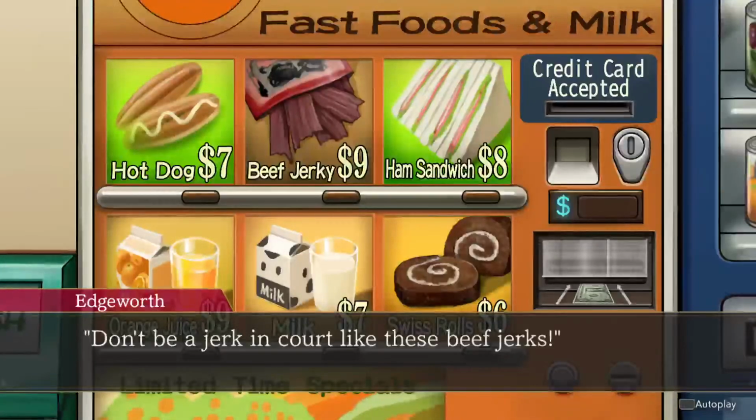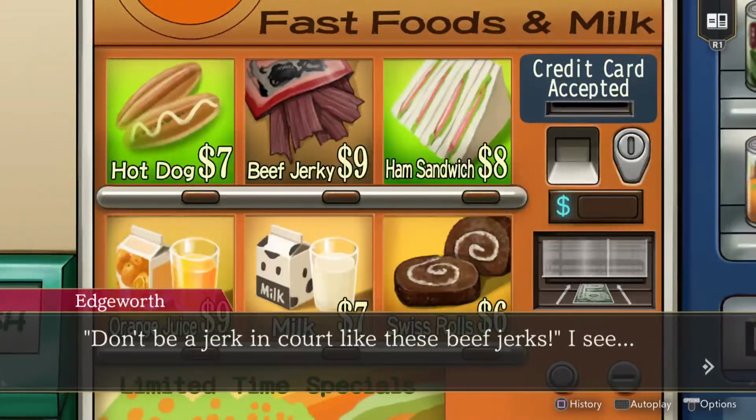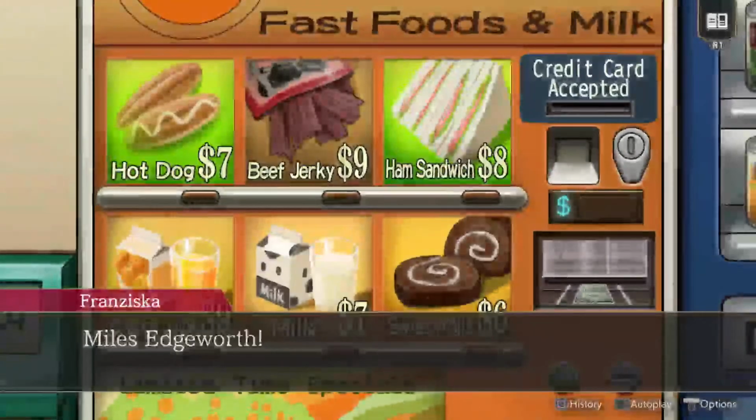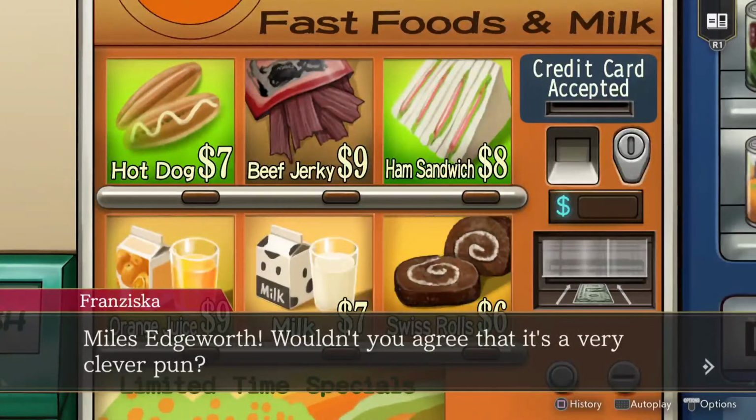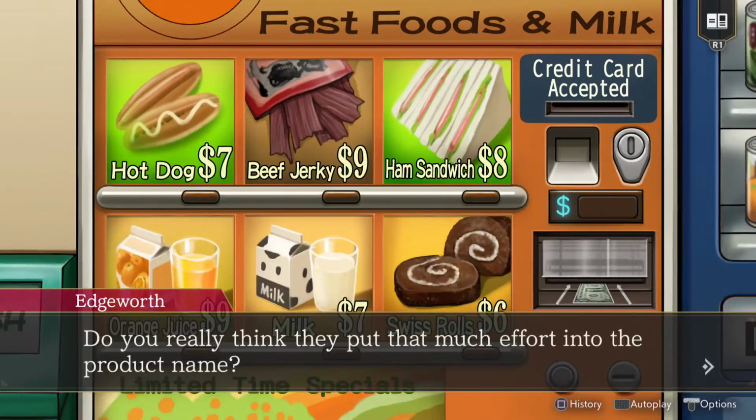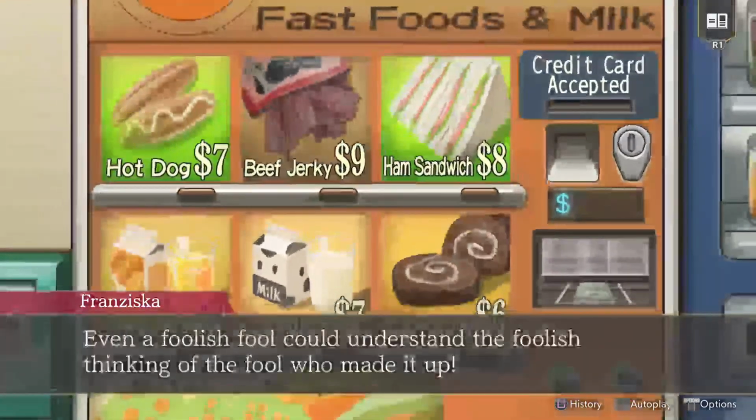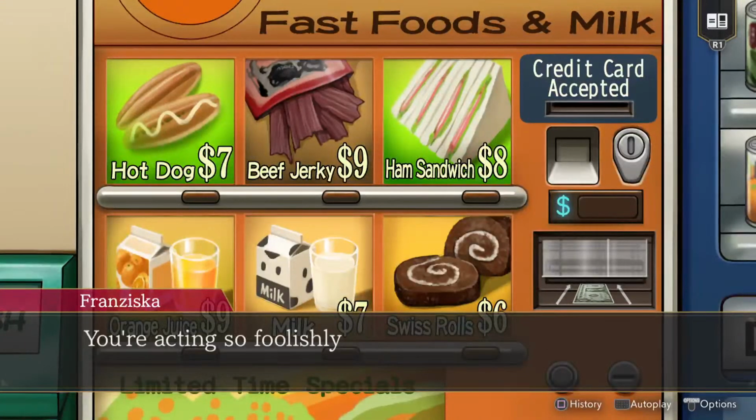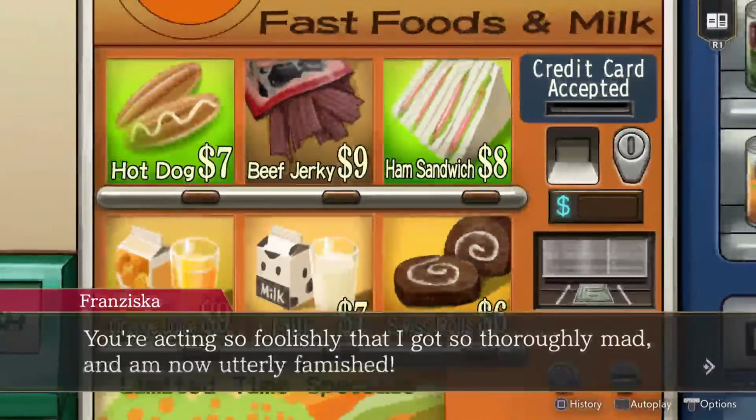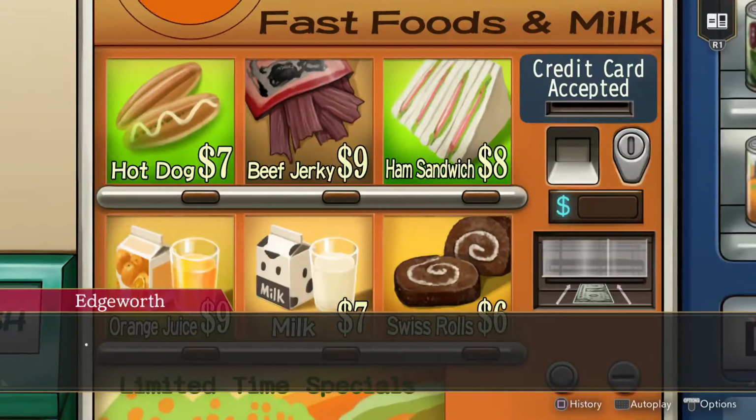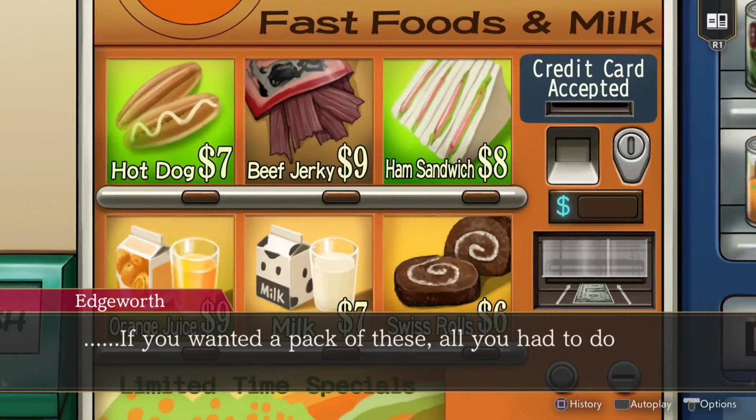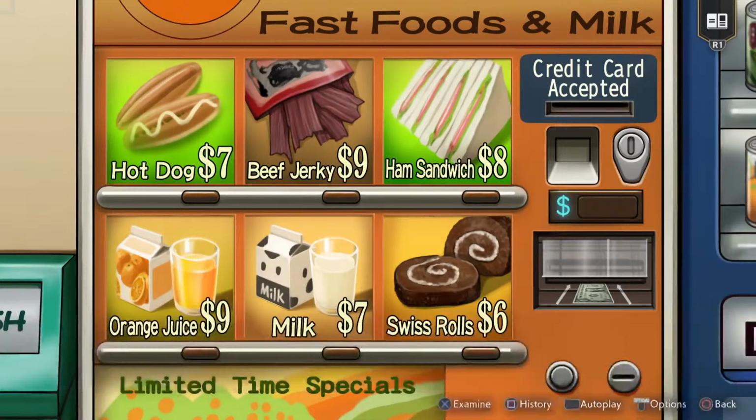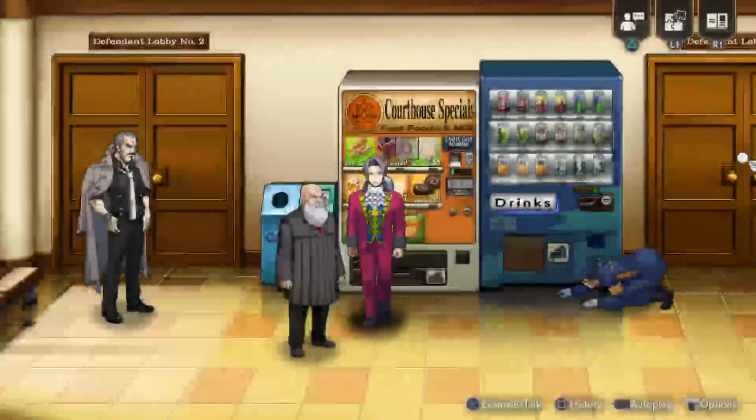Let's look at some of this stuff. There'll be a jerk in court, like these beef jerks. Objection! Miles Edgeworth, wouldn't you agree that it's a very clever pun? Do you really think they put that much effort into the product name? Even a foolish fool can understand the foolish thinking of the fool who made it up. You're acting so foolishly that I got so thoroughly mad, and now am utterly famished. If you wanted a pack of these, all you have to do is ask. Now, let's talk to the judge first.